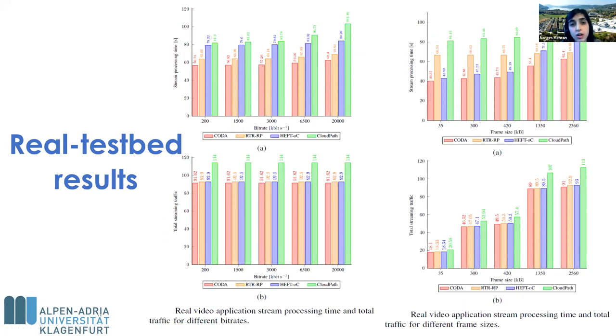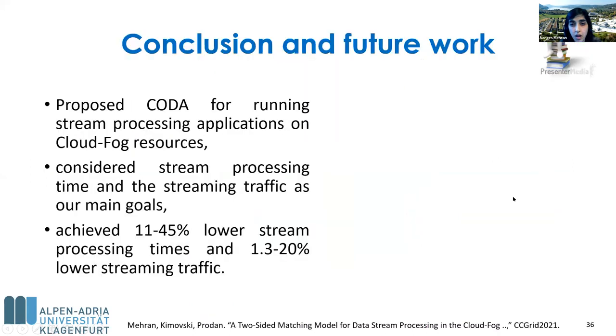In both scenarios, we reached an improvement of almost up to 45% in comparison to the state of the art in terms of the stream processing time, and in the total streaming traffic, because of considering one type of application, the three methods didn't have that much difference from each other, although in the scenario that the frame size was getting changed, the total streaming traffic was getting increased.